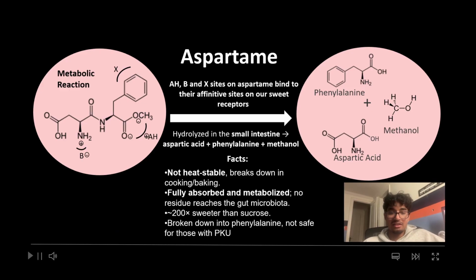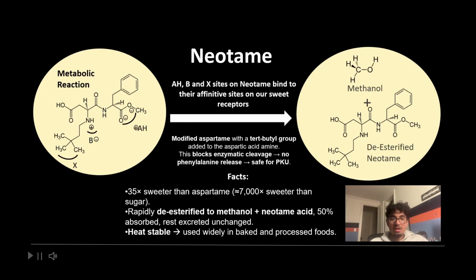It's broken down in the small intestine, releasing its constituents, aspartic acid, phenylalanine, and methanol into the body. It is fully absorbed and about 200 times sweeter than sucrose. However, it is not heat stable and poses a PKU risk due to the phenylalanine release. Neotame is a modified form of aspartame with a tert-butyl group shown by the gamma site that prevents the breakdown into phenylalanine, making it safe for PKU consumers. It binds more tightly at the gamma site, is 7,000 times sweeter than sucrose, heat stable, and only partially absorbed before excretion.